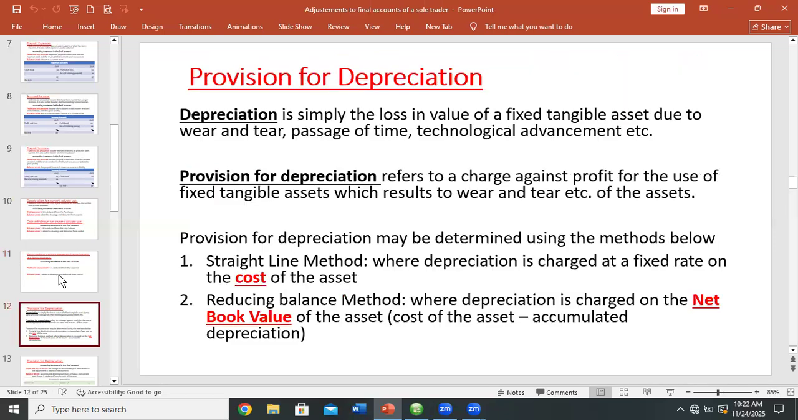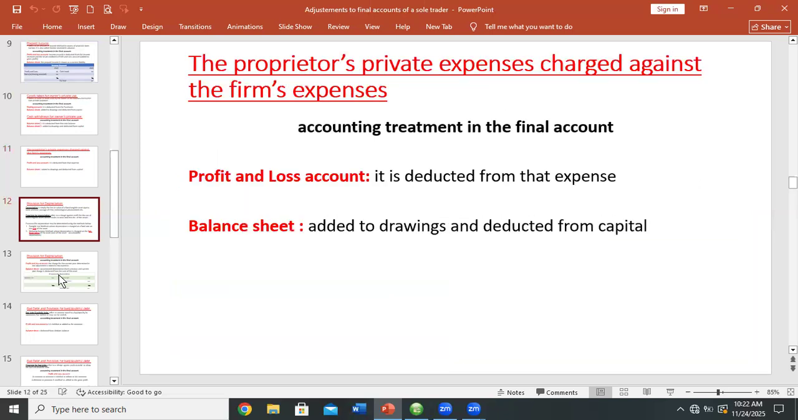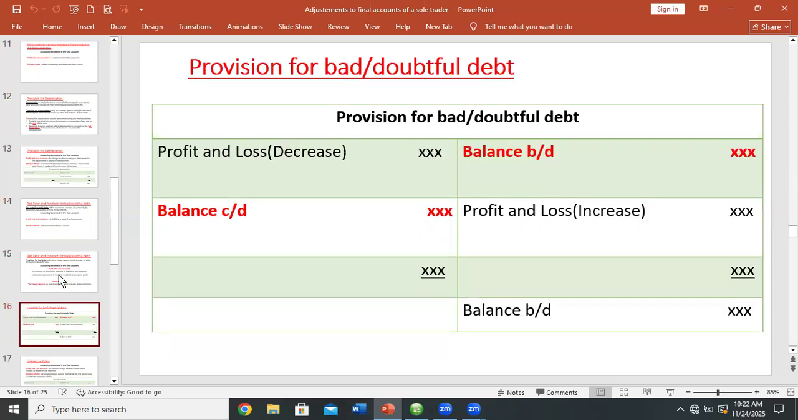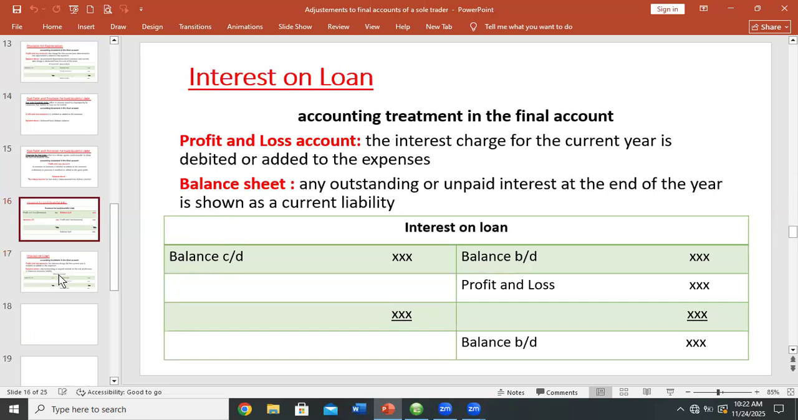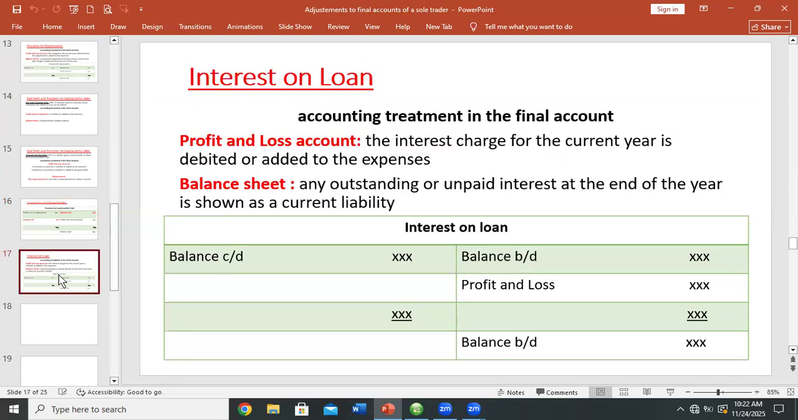Now, I think I'll leave this, the provision for depreciation, provision for bad debt, and then I'll leave the provisions, okay, for a later day because that is quite technical. So we can do the interest on loan.